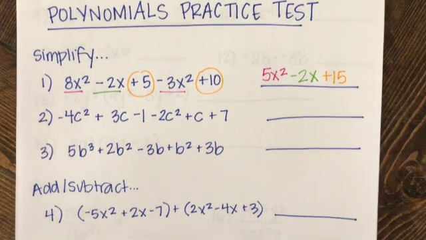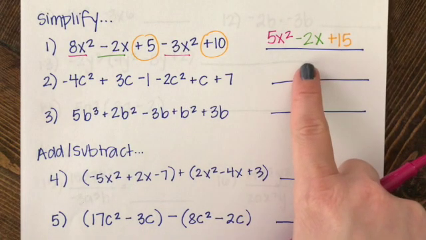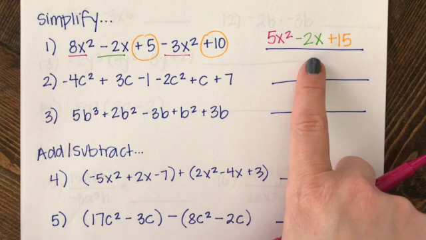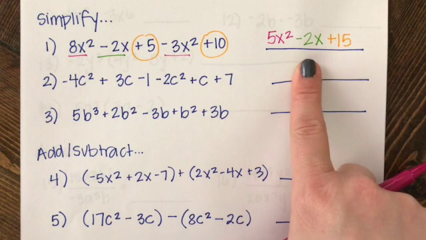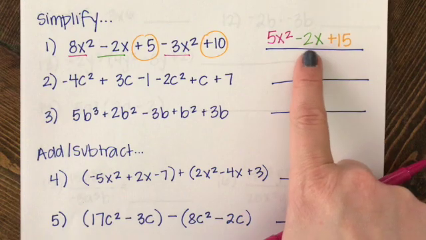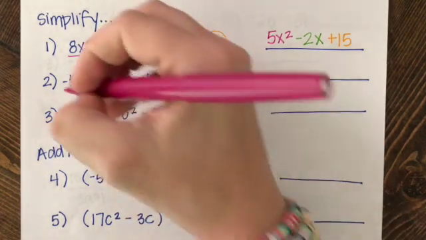Let's look at number 2. Oh, and if you have it in a different order, which is fine, I'm not really going to push the whole descending order thing, but your sign has to be the same. So this would have to be negative 2x plus 5x squared. Whatever symbol comes in front of it has to stay. Okay, let's look at number 2.